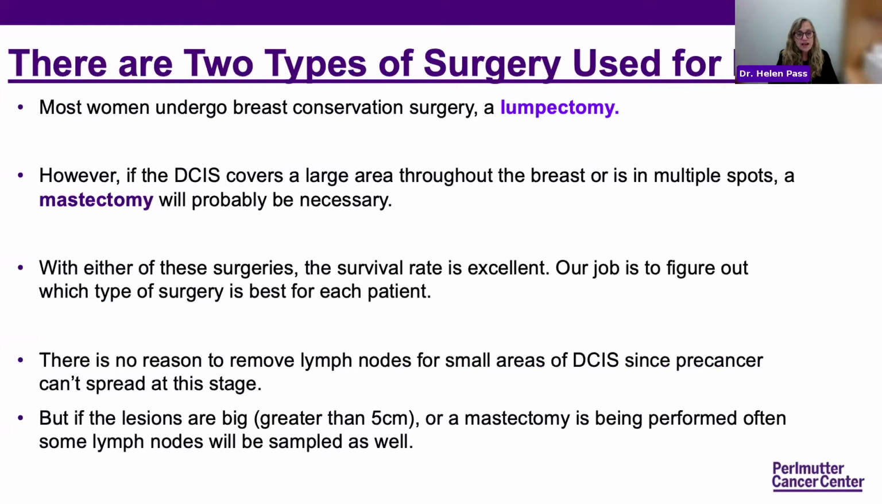Two types of surgery, not going to give you the whole surgery lecture, but again, what surgery you get is really dependent on how big is the tumor, how big is your breast, and how safely can we do it. So again, our job is to figure out, would you do better with a lumpectomy? If the area is really large in relationship to the size of your breast, maybe you do better with a mastectomy. Again, we tend not to remove lymph nodes for small areas of DCIS since, as I said, it can't get to the bloodstream or the lymph stream. But like anything, there's exceptions. And usually if we're doing a mastectomy, because there is a larger area at risk of upgrade, often some lymph nodes will be sampled as well.